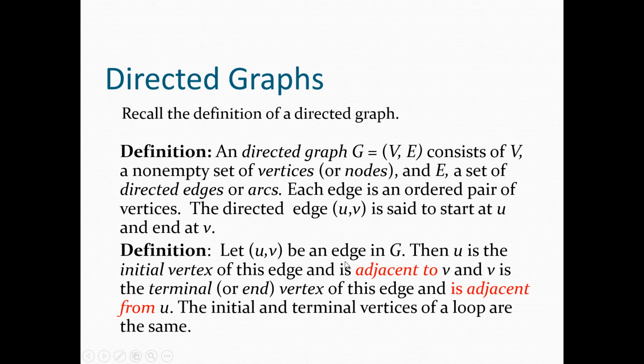Now let UV be an edge in this directed graph G. Then U is the initial vertex of this edge and is adjacent to V. So U is called adjacent to V in this ordered pair. And V is the terminal or end vertex of this edge and is adjacent from U. Okay, adjacent to and adjacent from. The initial vertex is adjacent to the terminal vertex, and the terminal vertex is adjacent from the initial vertex, right? So the initial and terminal vertices of a loop are the same.